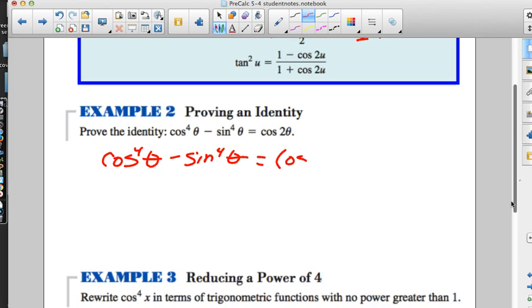So we would get cosine squared theta plus sine squared theta times cosine squared theta minus sine squared theta. For one of those, the bells should go off in your head. Ding, ding, ding. That's a good thing. Which one? The first one. First one is what? 1. Excellent.